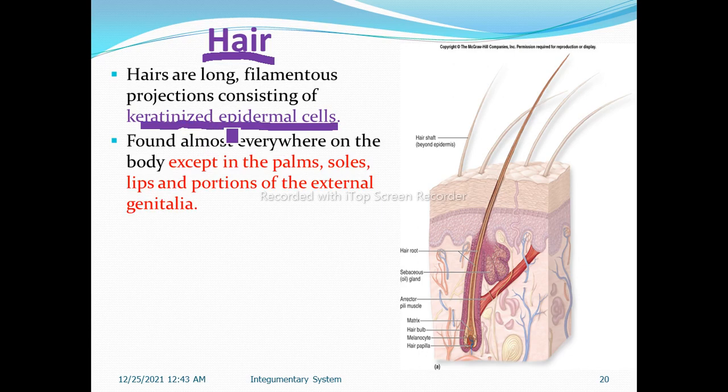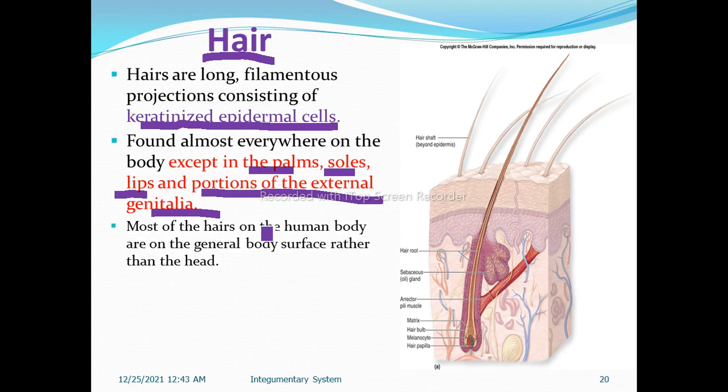By the way, nail, hair, and skin are keratinized. That's because they are thick. Hair is found almost everywhere in the body, except in the palms, soles, lips, and portions of external genitalia. This means like the glans penis. Except in these regions, hair is found everywhere in the body. Most of the hairs on the human body are on the general body surface rather than the head, meaning hairs found on the general body surface are greater than hairs found on the scalp.